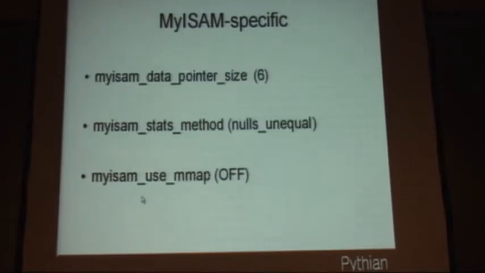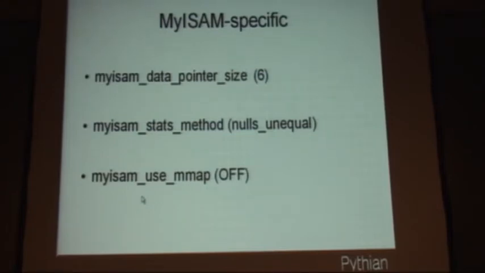So, myisam_data_pointer_size is the default pointer size in bytes to be used by create table for MyISAM tables if you don't specify max rows. Ooh, okay. Why would you ever change this? Who knows? The variable has to be between 2 and 7, and the default value is 6. A value of 4 will allow tables up to 4 gigabytes. A value of 6 allows tables up to 256 terabytes, which means that a value of 7 would allow bigger than that.